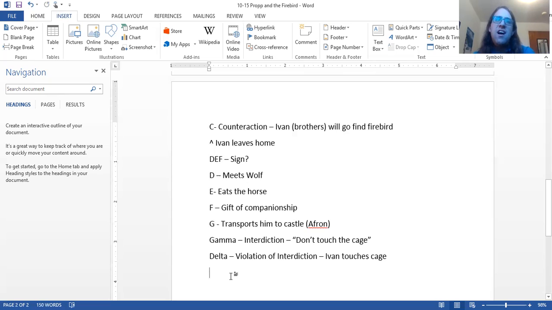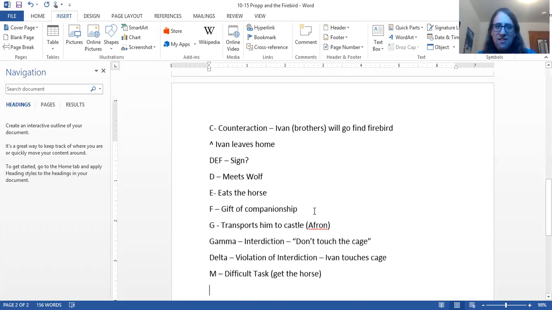Now, because this isn't Ivan's original problem, it might be tempting to say that this is a harm or a lack or something like that. But I think the best way to go about this is to say that it is a difficult task that Ivan must solve, which is get the horse from the next castle. And so Ivan goes off to get the horse from the next castle. And we could kind of say that Tsar Afron is a dispatcher.